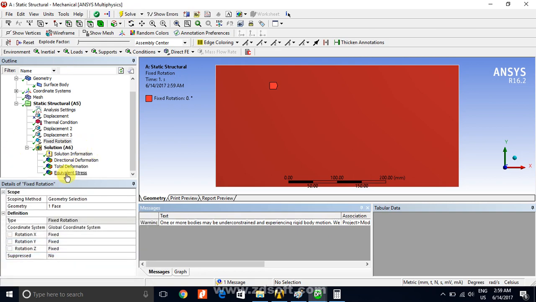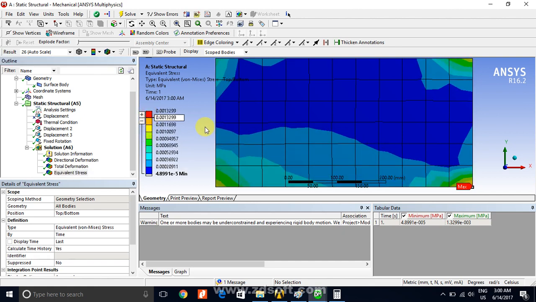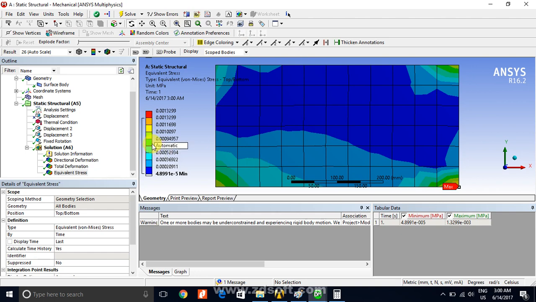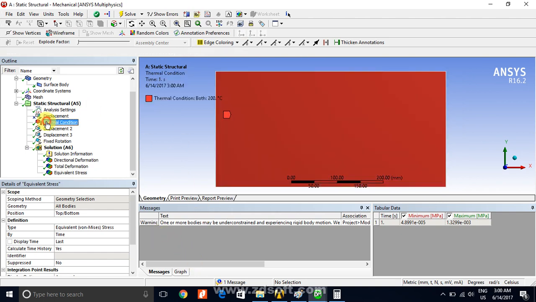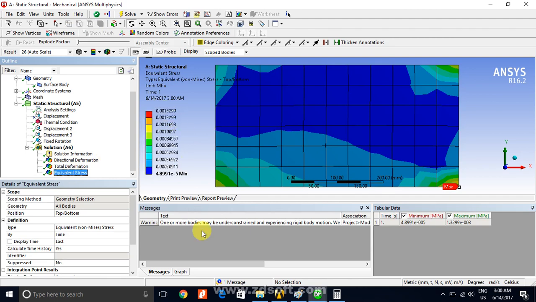Okay, so if you see the stress value in this system, we have applied 200 degree centigrade, and we have applied a displacement boundary condition in x direction, and y, z is free. For solution purpose we have applied the boundary condition in y, and if you look at the equivalent stress, it is coming near about 0.